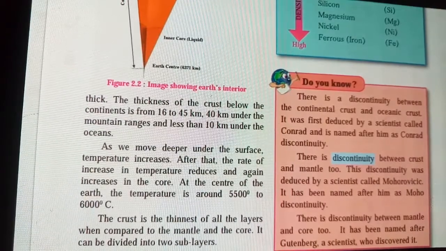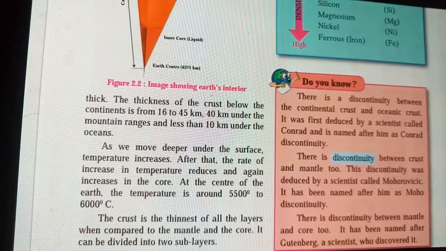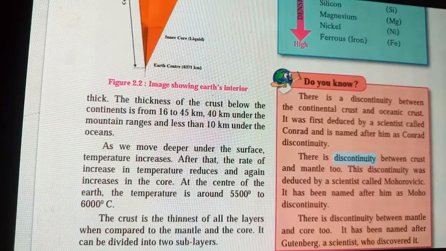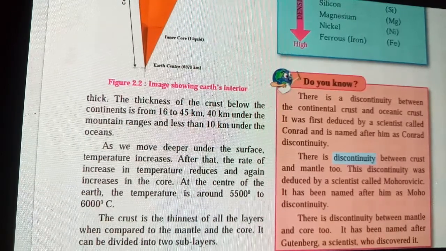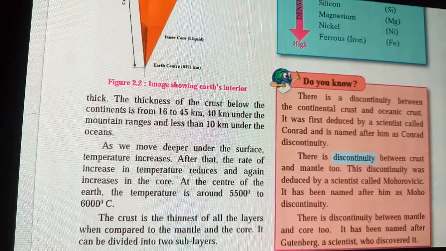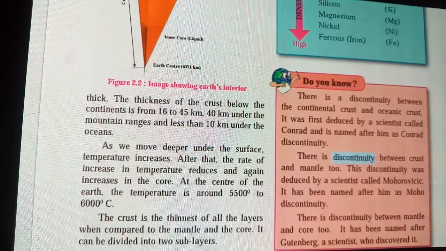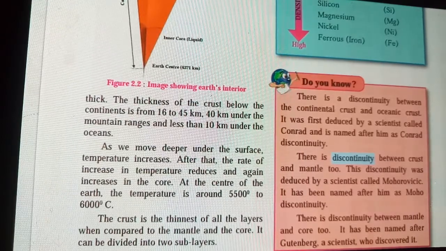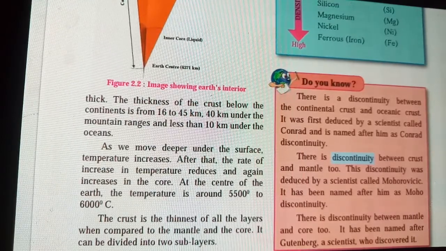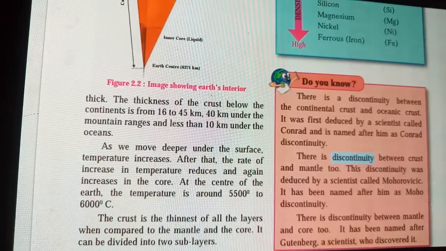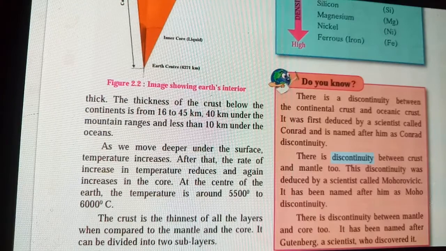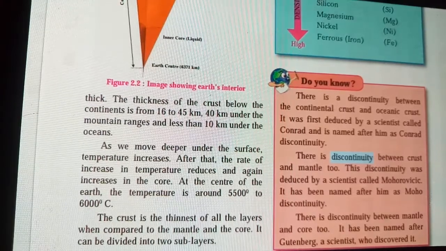The thickness of the crust below the continent is from 16 to 45 kilometers. As I've told you, there are some landforms which are on the continents and some are in the part of water. So in the water you will find 16 to 45 kilometers. So down are having more and upper part you are having lower.